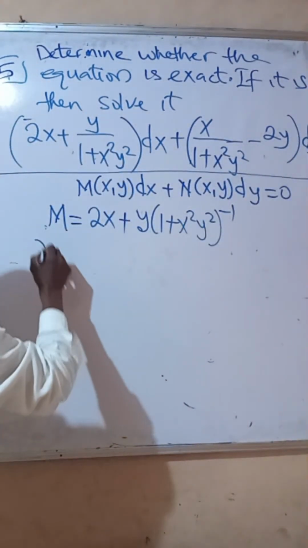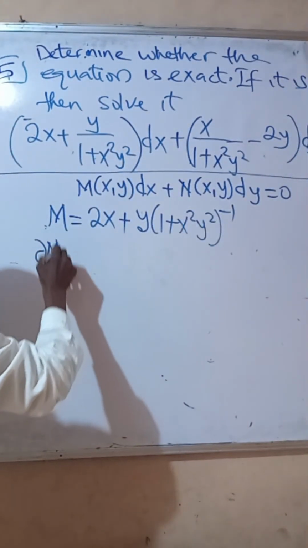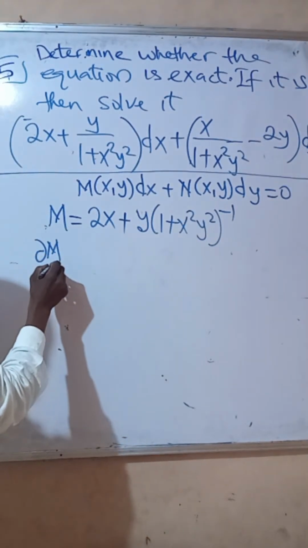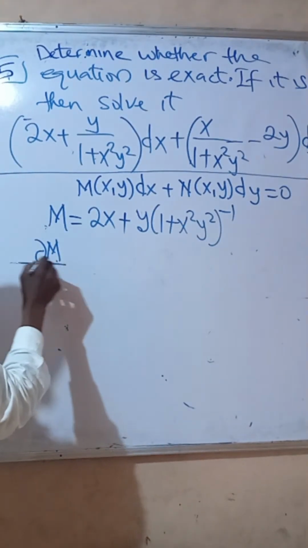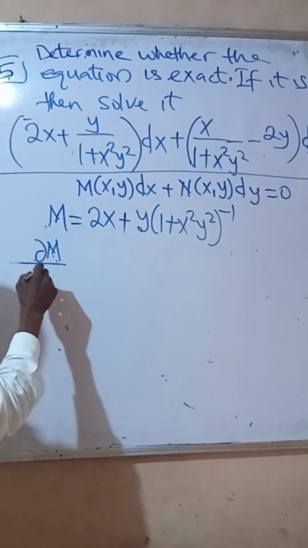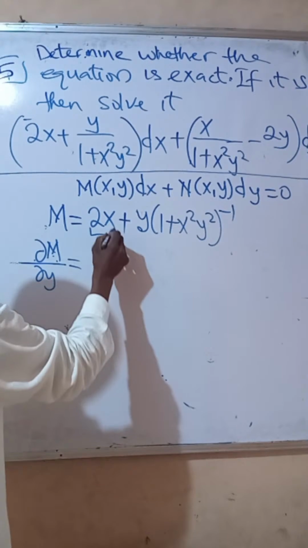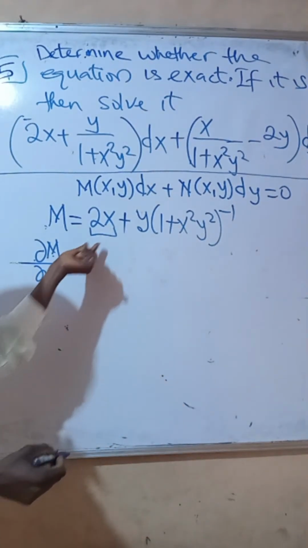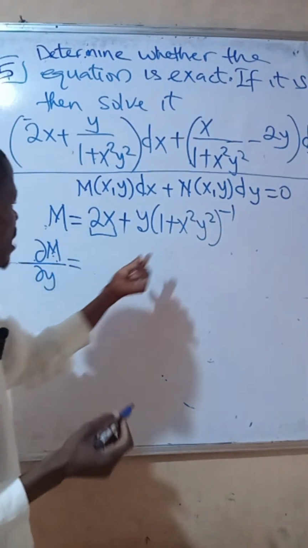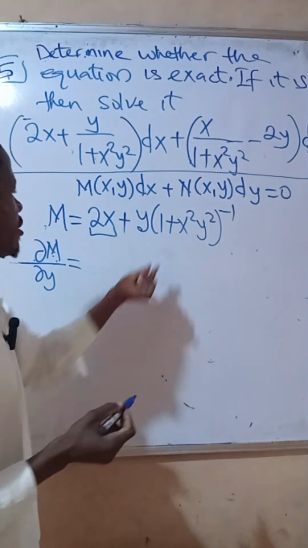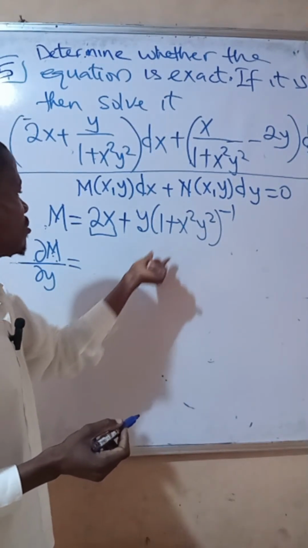So that will be what? Partial differential of m with respect to y, and that will be equal to here. There's no y here, so that is a constant, that's 0. That one is gone. Coming back here, this one is going to involve chain rules.